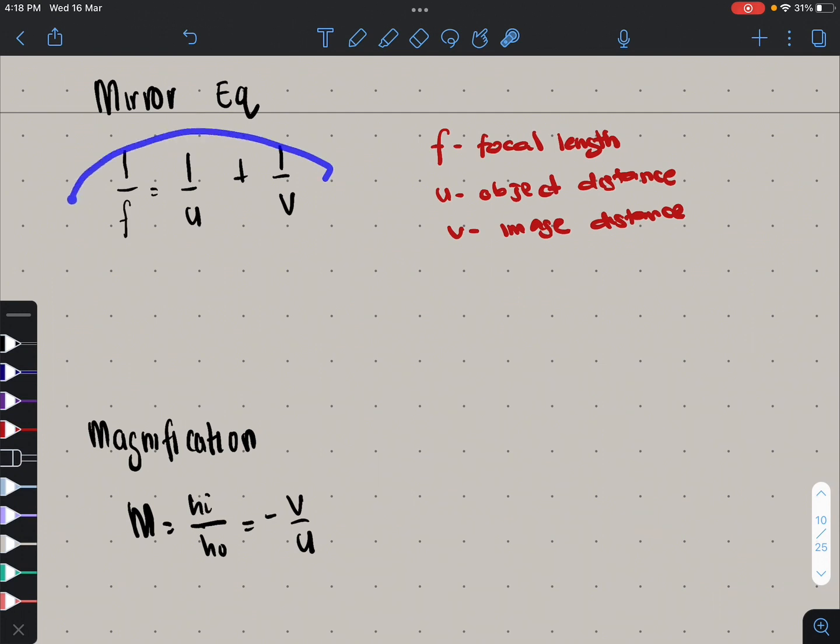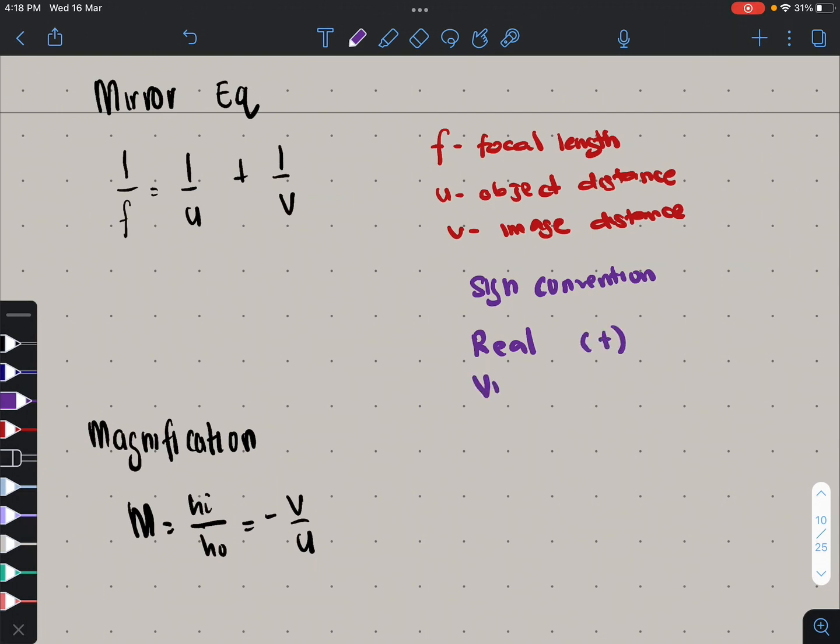Okay, so to use this equation, untuk guna equation focal length, object distance dan juga image distance ini, kita kena consider sign convention. Okay, sign convention dekat sini, kalaulah objek kita adalah real object, kita punya sign convention adalah positif. Kalaulah objek kita adalah virtual object, sign convention kita adalah negatif.